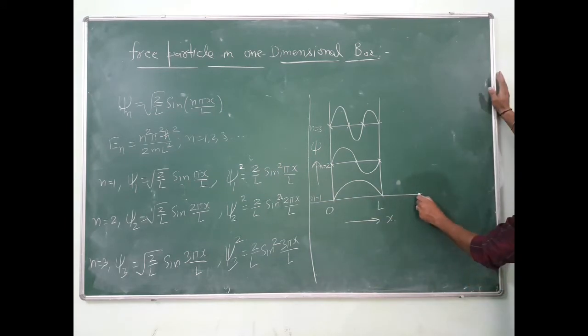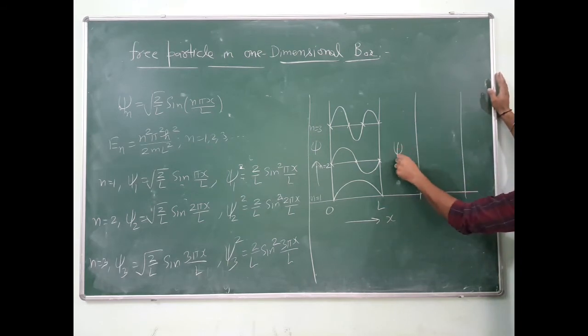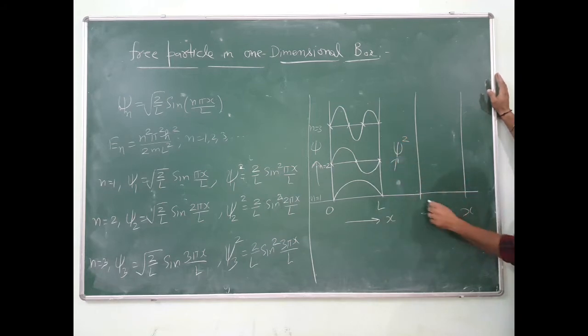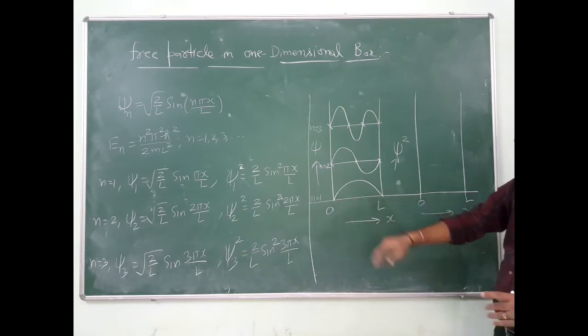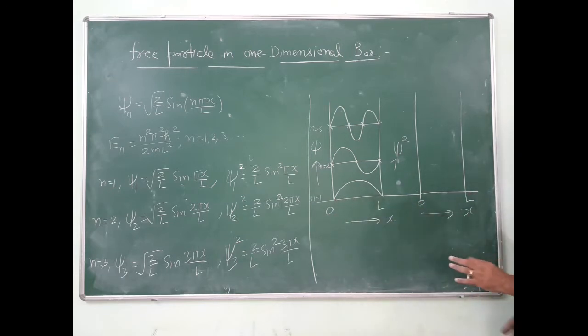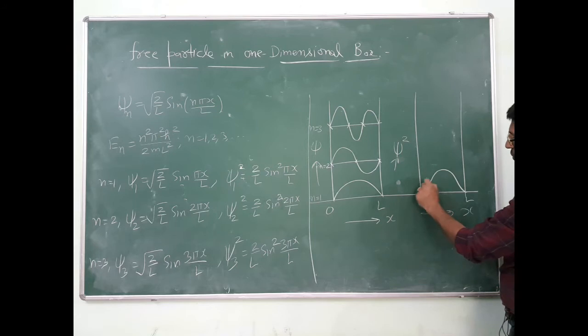But the important thing is that we also want to plot the probability function, psi squared. This is what we are interested in. How will this probability function look for these 3 different cases? For n equals 1, that is for the psi 1 function, the probability of finding the particle goes like this.